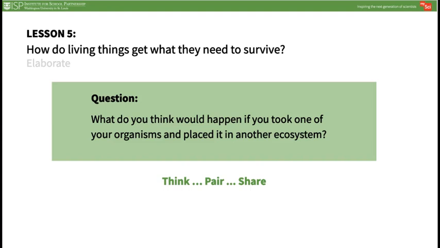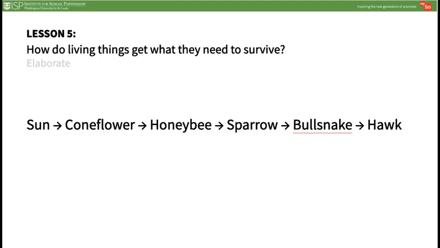Encourage them to use the descriptions on the back of the cards to help support their ideas. Finally, connect to the unit phenomena by asking students to think about a food chain for bees. Here is one example to share.